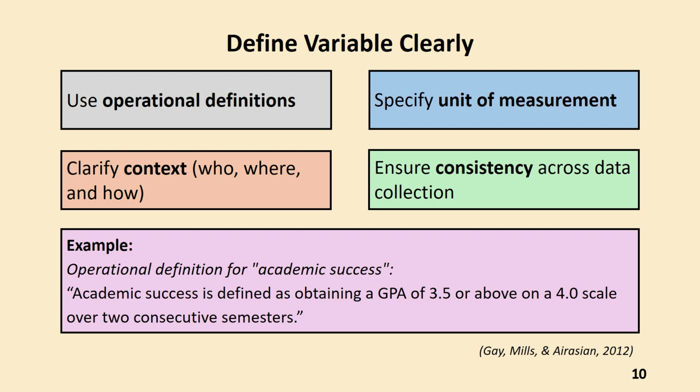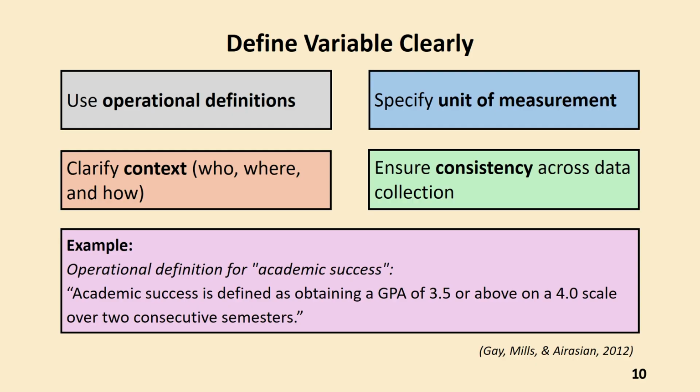Third is clarify context: who, where and how. This is important. Without understanding context, you are never going to have clarity about your variable. Never. The first thing is that you have to understand the context. You have to clarify what your variable actually is in your research, and for that use an operational definition, where you are going to execute it and how you are going to execute it. And last is ensure consistency across data collection. So, all these things are very important for defining your variable clearly.